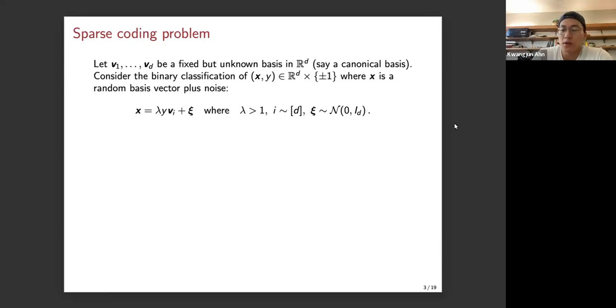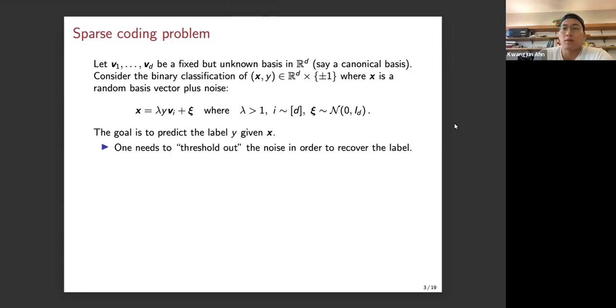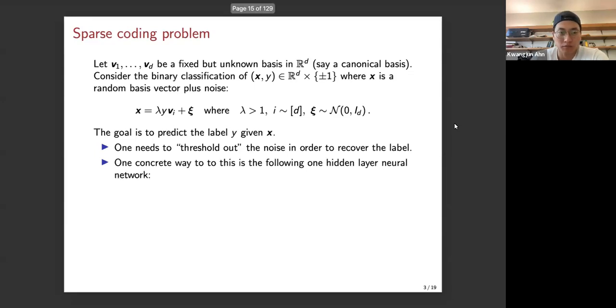So if there's no noise, this classification is relatively straightforward. But with the noise, we need to somehow figure out a way to threshold out the noise to recover the signal in order to classify the example.